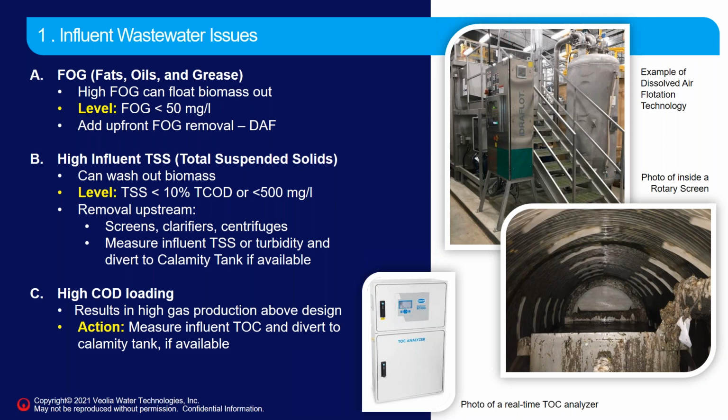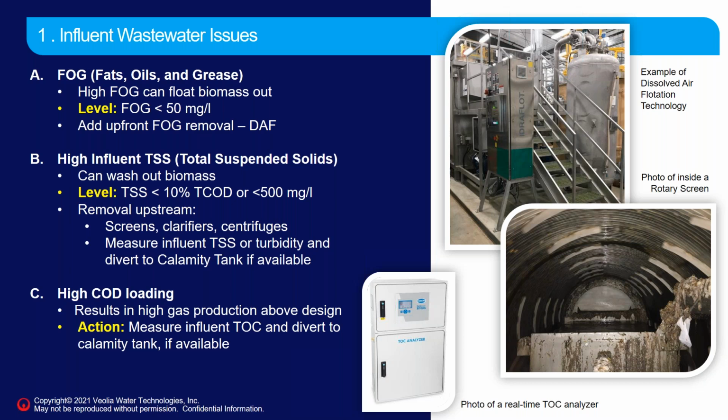Fats, oils, and grease in your wastewater can cause sludge to float out of the digesters. Make sure that the FOG level in the influent is less than 50 milligrams per liter. If it's not, you want to put some upfront FOG removal, such as a DAF. Again, FOG, very bad and the most common reason for sludge loss. Remember, fats and oils float on water, so they're going to grab onto the granules and float them out of the digester. High influent TSS is also a problem, and it can wash out biomass.